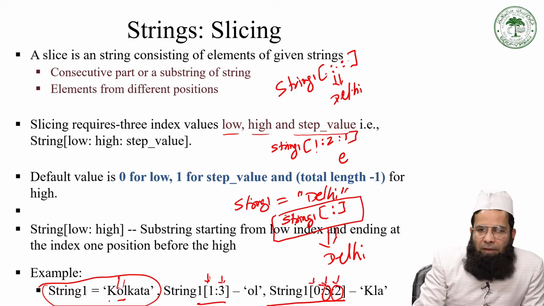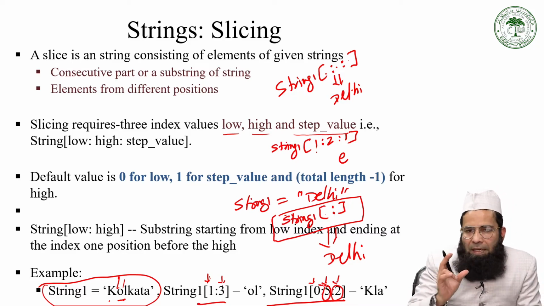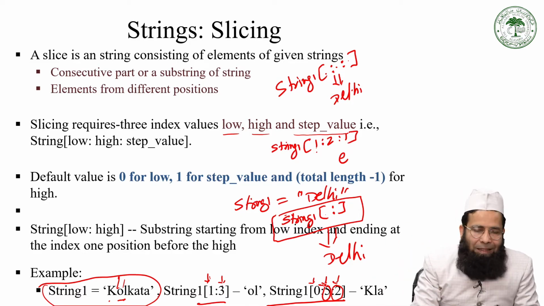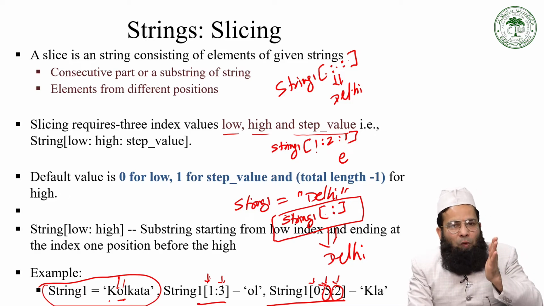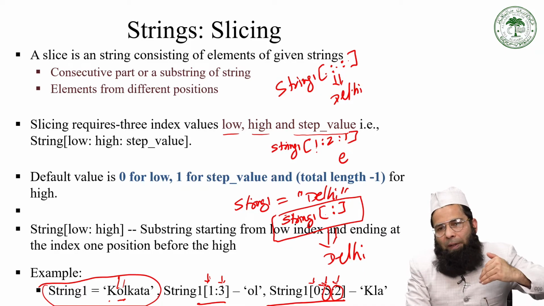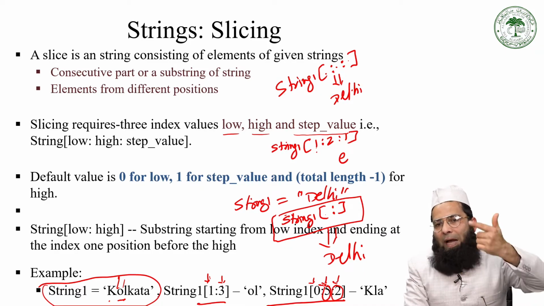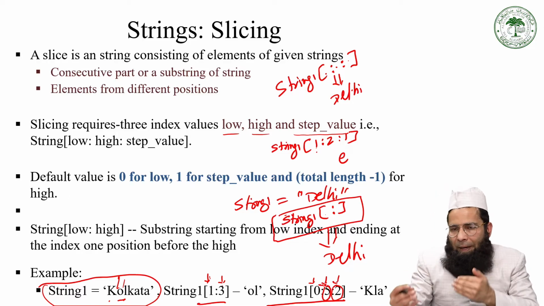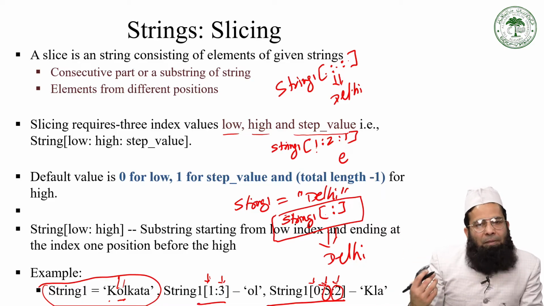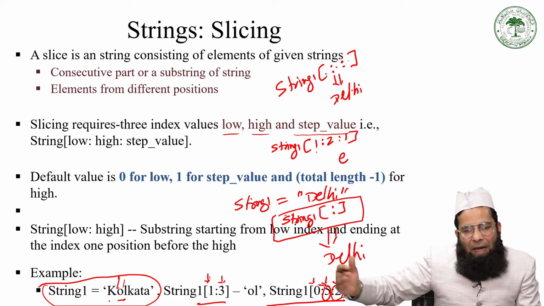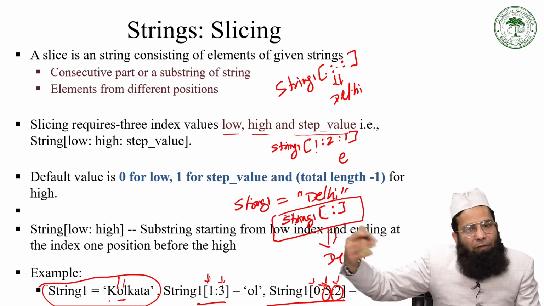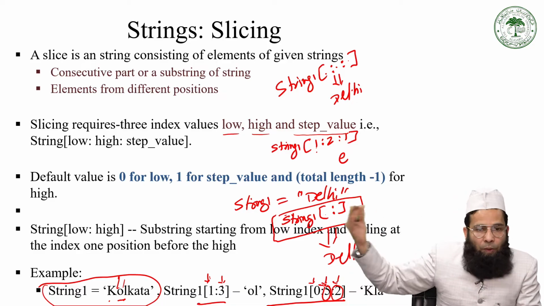So in this way you can extract a substring from a string. In case of slicing, we are actually extracting a consecutive part of a string, and the consecutive part could be one character, or 2 characters. Depending on the step value, I can decide what characters I need to extract, whether I am extracting consecutive characters one by one, or after every 2 characters or after every 3 characters, and so on.